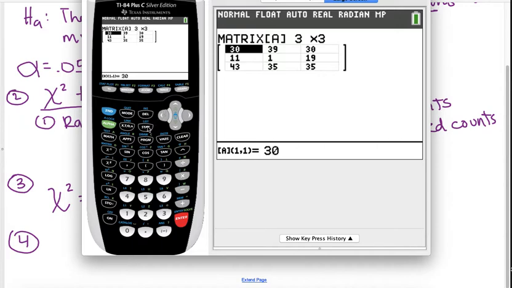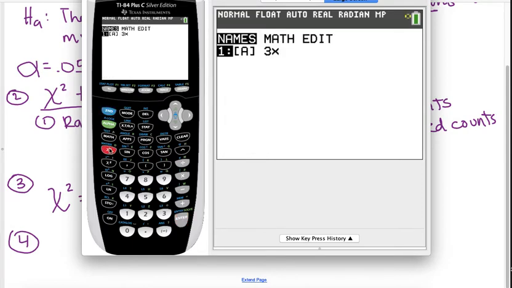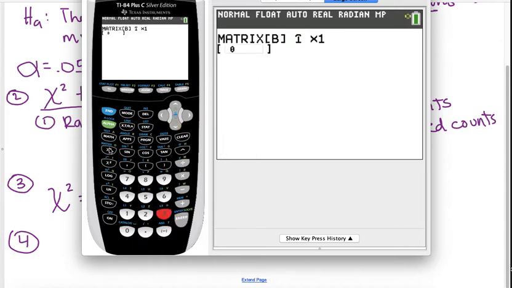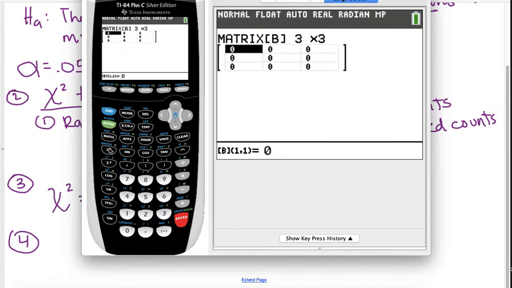Then I'm going to go to my matrix again and scroll down to B, because this is where I need to edit. We want to edit matrix B to be our expected values. So again, I'm going to match that 3 by 3. If they don't match, your calculator won't run the program. And then we had our 34.22, our 30.56, our 34.22, and keep going.